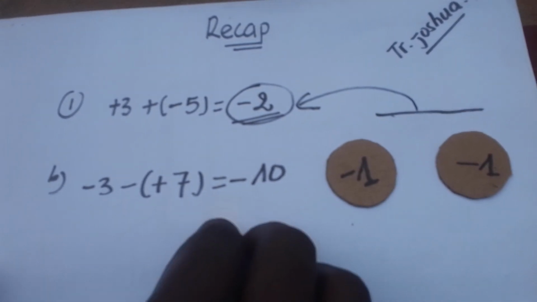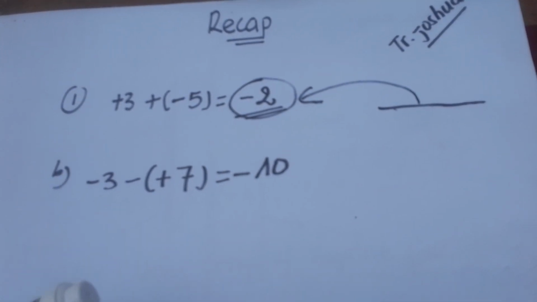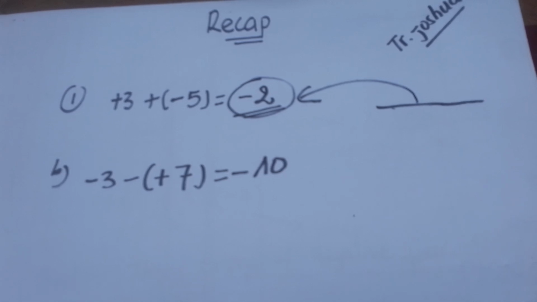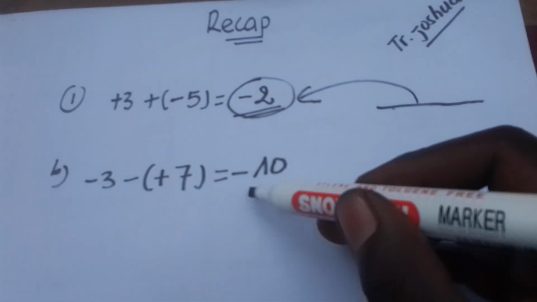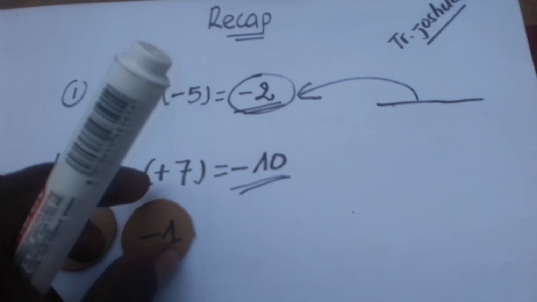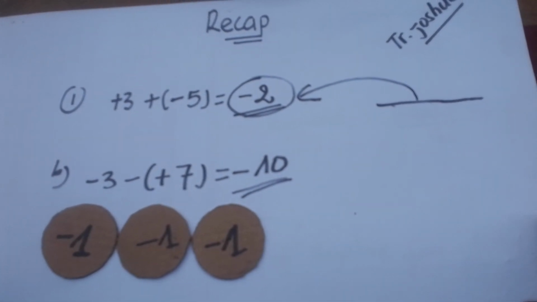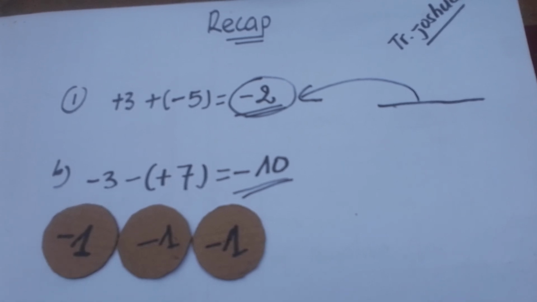Question number B. It's negative 3 minus positive 7. We are going to show that it's negative 10. Now, usually I have to introduce 3 counters with negative value. These are negative 3. Now, how can I remove positive 7 counters if we don't have any positive counters here?